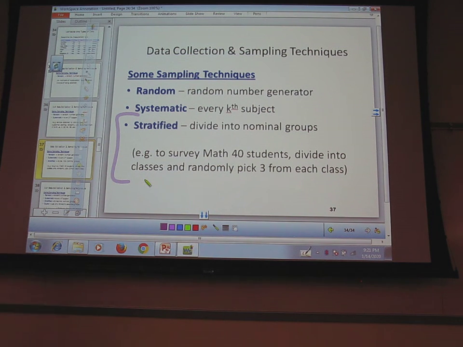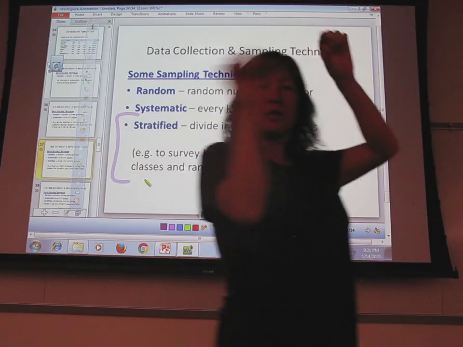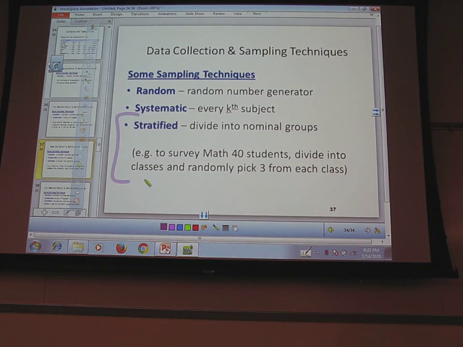Right. Have you guys ever seen stratified rock? It's rocks that are kind of layered, right? So it's like you pick some from each layer. You might say, oh, Las Positas, I want to sample everybody here. So I'm going to group all of the students together, all the faculty together, all the administrators together. I might pick 100 students randomly.